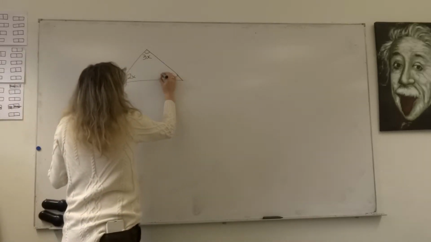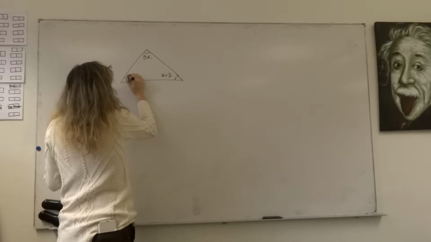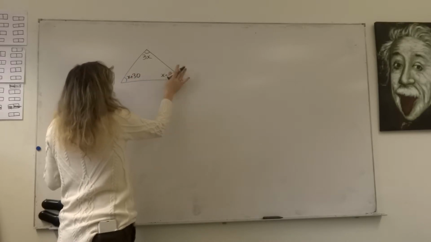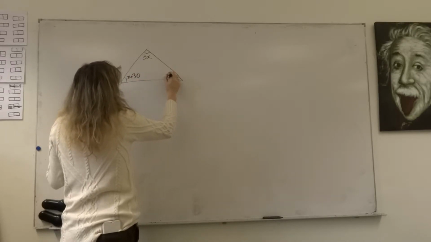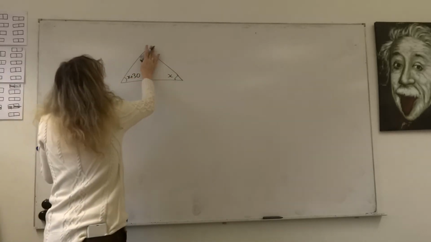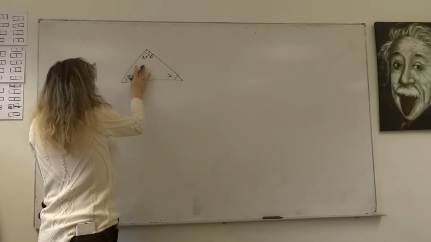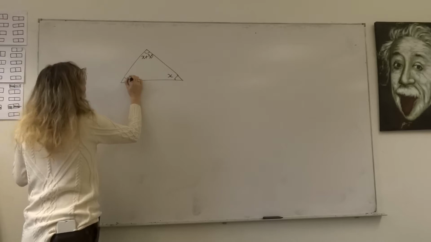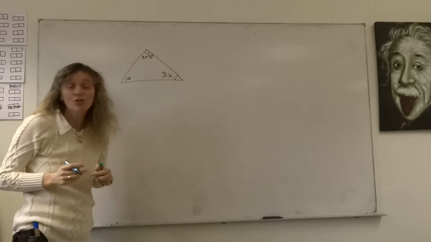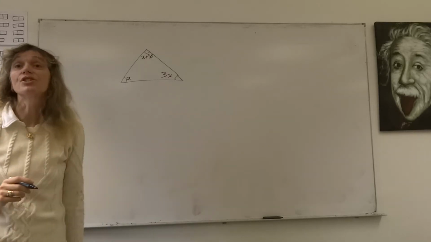The top one is x plus 30. And what's this one? x. And the right one is 3x. Okay, they're not drawn at all to scale, on purpose. And then it says solve it.